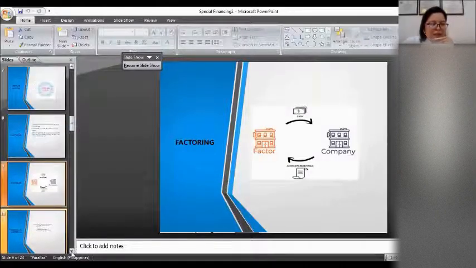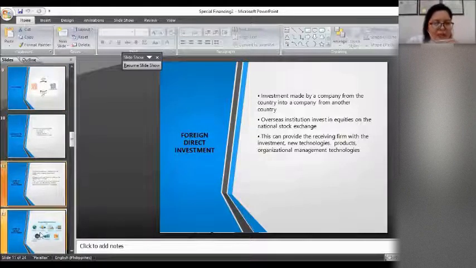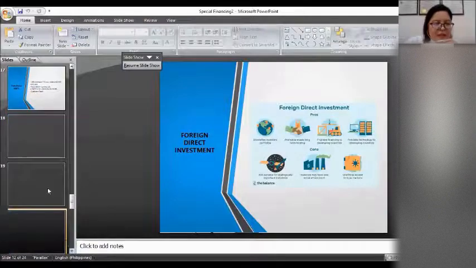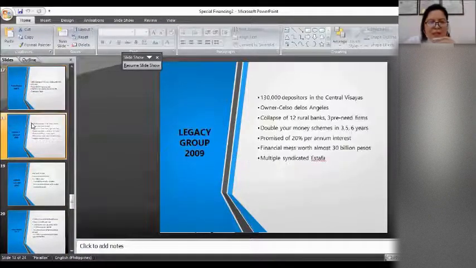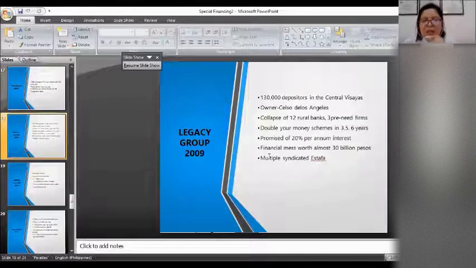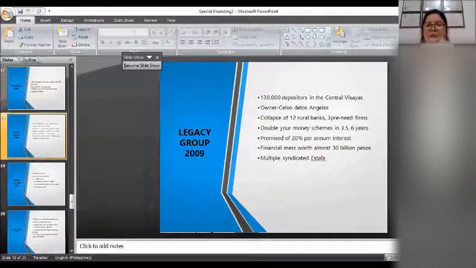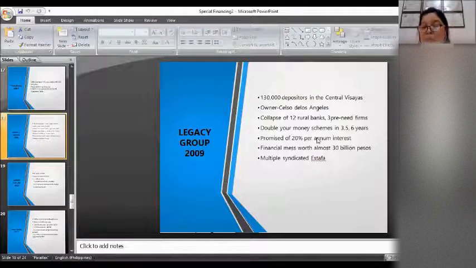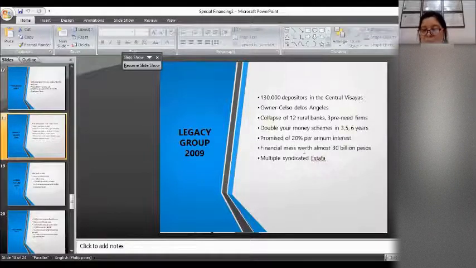So, another scam happened. Another scam is Legacy Group. Under Legacy Group, there are 130,000 depositors in the Central Visayas. And the owner of this Legacy Group is Celso de Los Angeles. Even rural banks and other pre-need firms like insurance joined this Legacy Group. Why? Because they have a promise that they double your money in 3 years and 5 years. Actually, the return is 20% per annum.